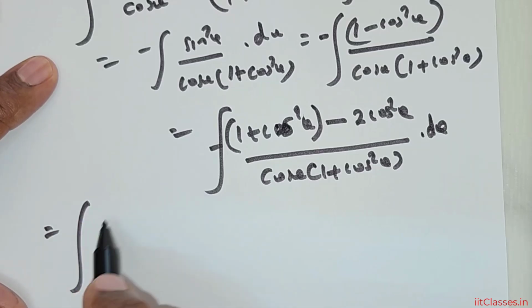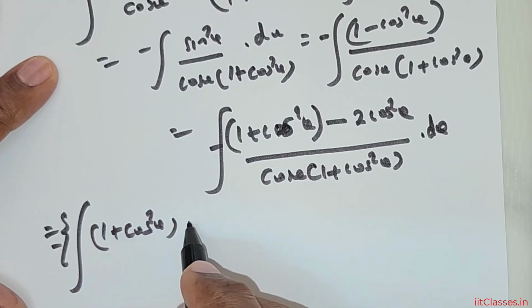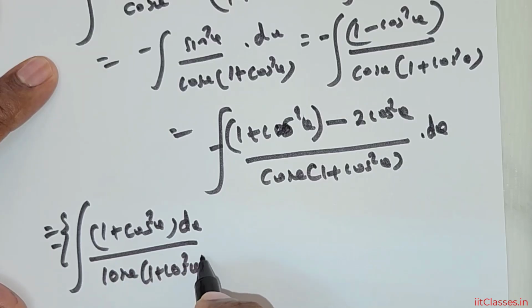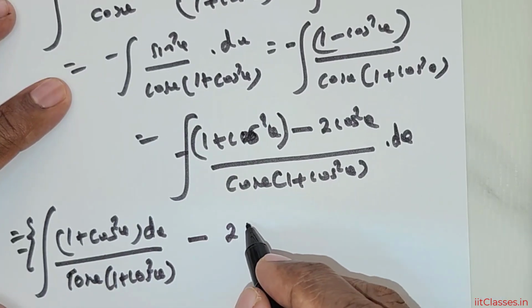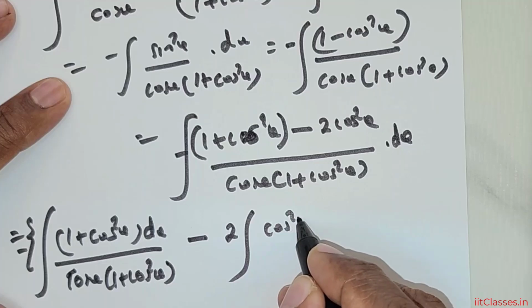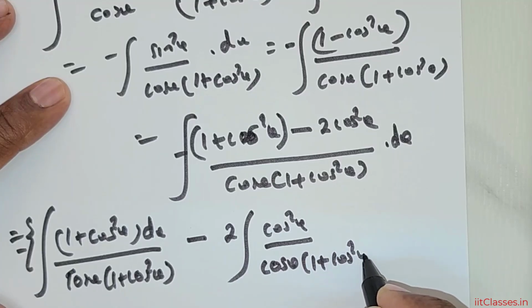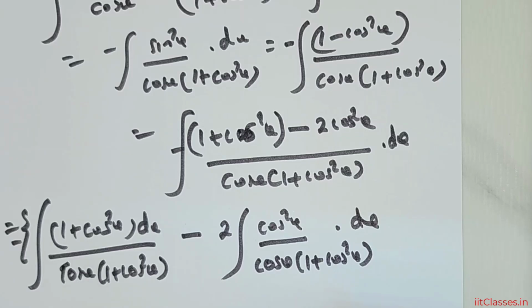So this is equal to, I'm going to rewrite this, let the negative sign be out. So I'm going to be rewriting this as 1 plus cos square theta times d theta divided by cos theta times 1 plus cos square theta, negative 2 times integral cos square theta divided by cos theta times 1 plus cos square theta times d theta. Okay, this is what we have got.